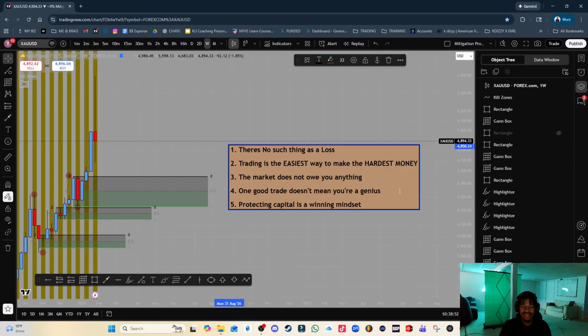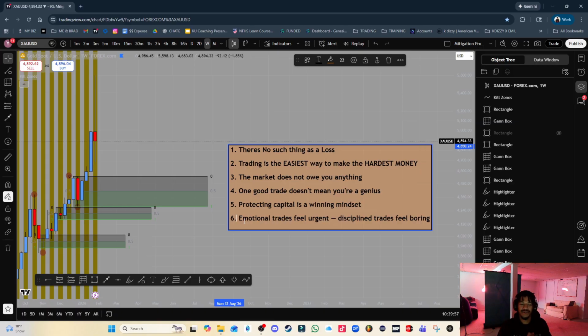Number 5, protecting capital is a winning mindset. You don't make money by just winning trades. You make money by staying in the game. As long as you have money, aka protecting your capital, you're able to trade, you're able to print money from thin air, right? So it's a long-term game, because you want to live off of trading, not just have trading pay for one thing and then now you've lost your account because you've been stupid. No, protecting your capital in the long game is way better and way more beneficial in the long run.